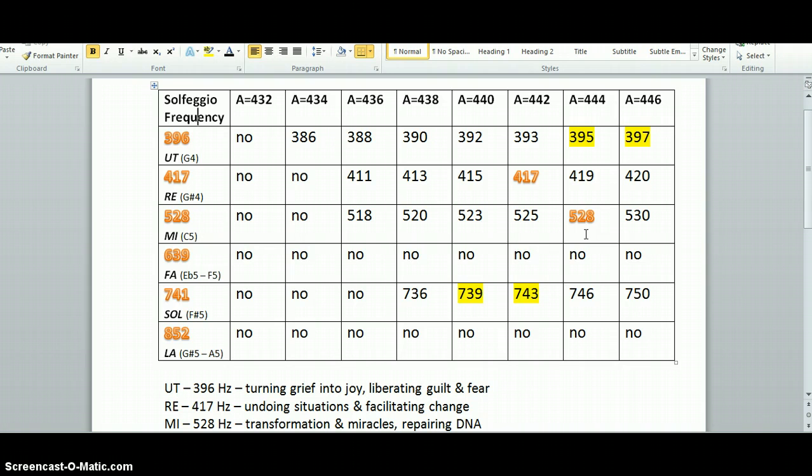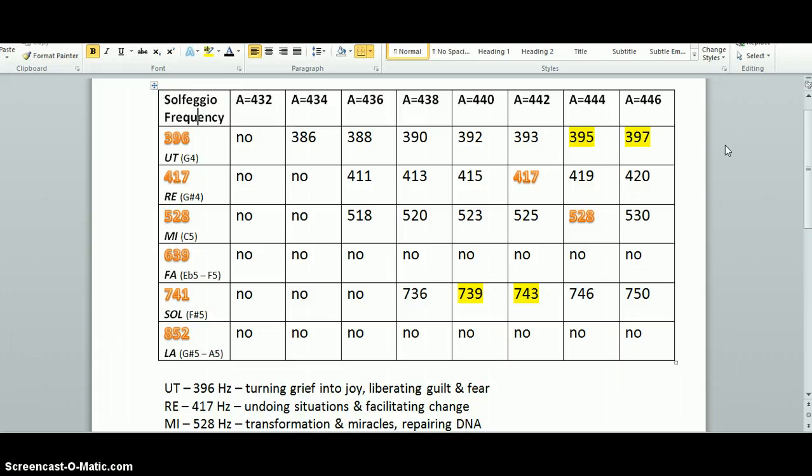And the fact that the 639, or their fa, and the 852, their la, do not fit within any tuning system that's anywhere close to the ones that are here. That's important to note.